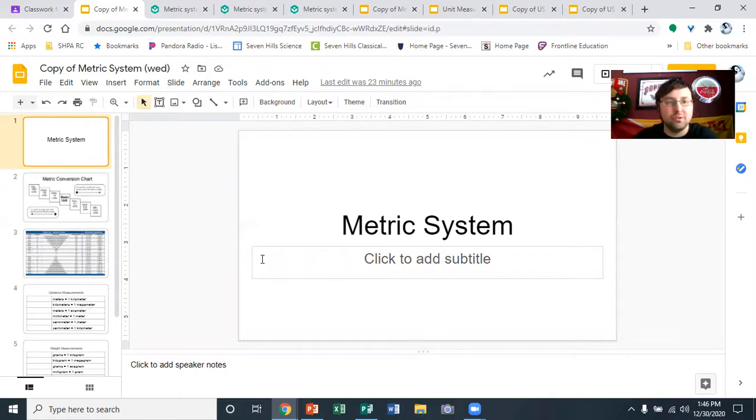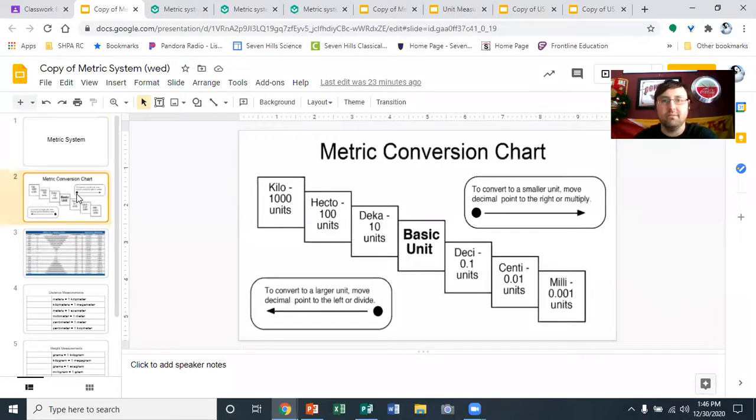Now, I got to do a little intro on this one. I provided a couple charts. So one of them is a general metric conversion chart. So here's the base ones that you would use. So the base unit, and then it just moves 3 on each side. And talking about how the decimal is really the only thing that changes because it's a base 10 system.